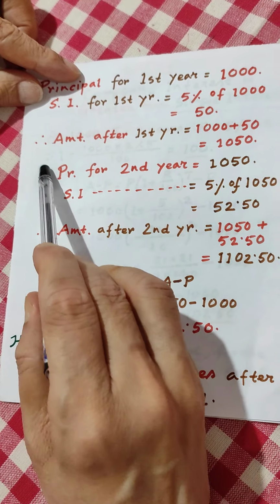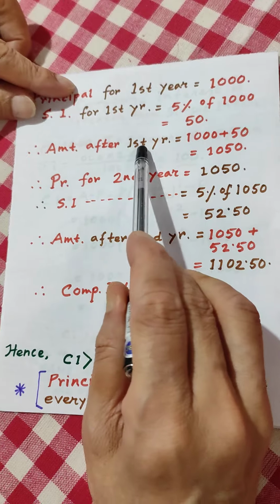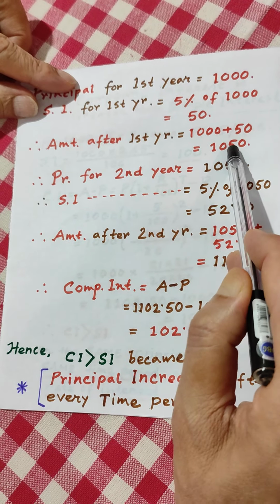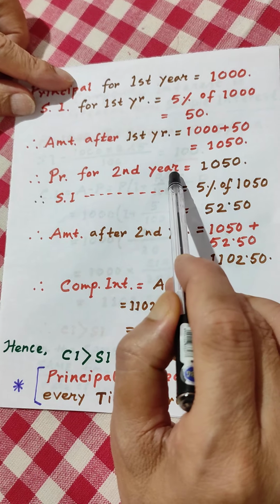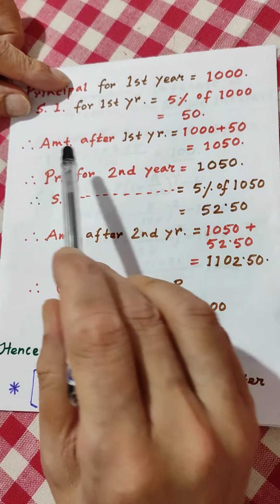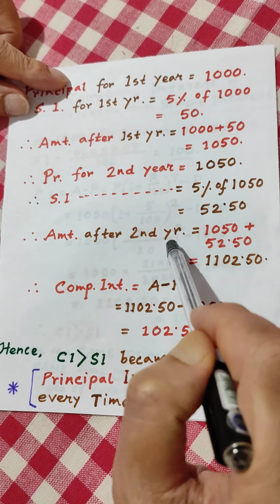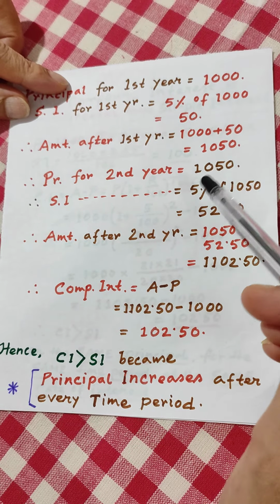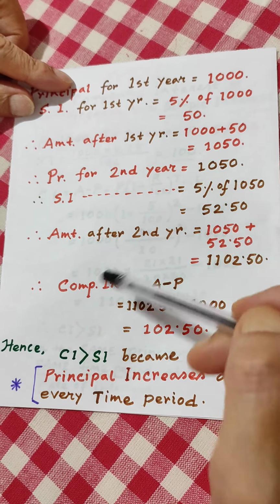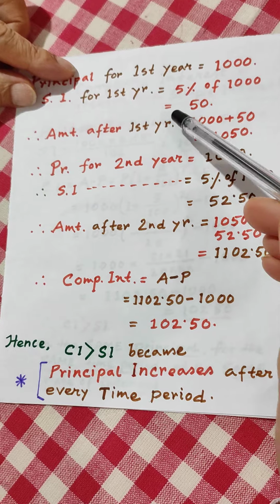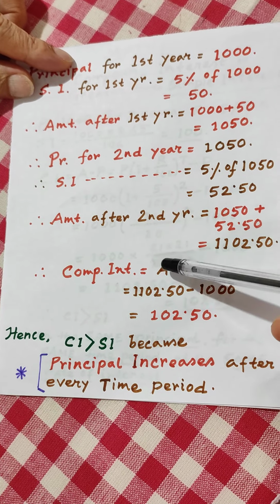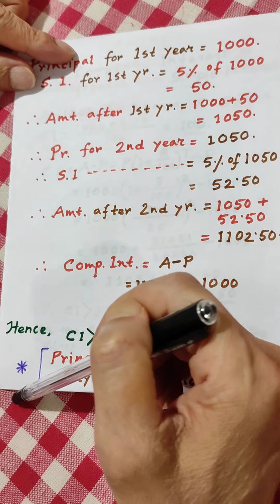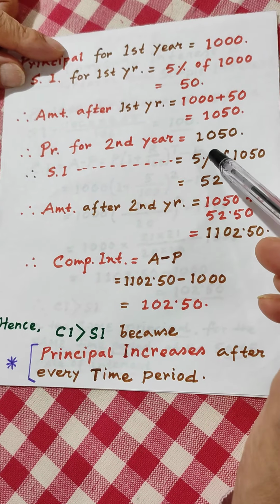So note this point very carefully. The amount after the first year is considered the principal for the second year. Similarly, the amount after the second year will be considered the principal for the third year. The amount after the third year will be considered the principal for the fourth year. It goes on like that. That means after every time period, what increases? The principal increases. This is the main reason.